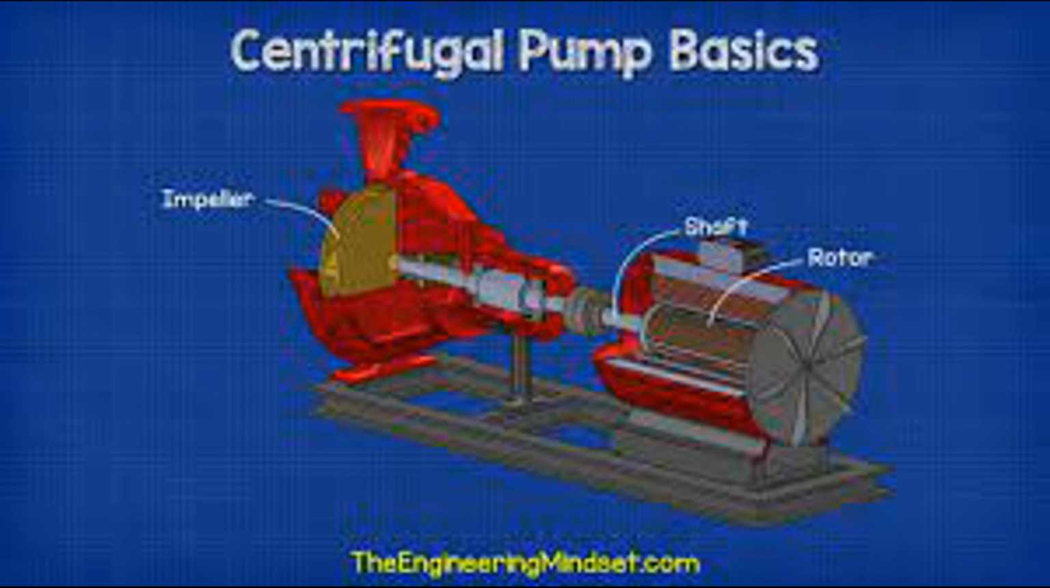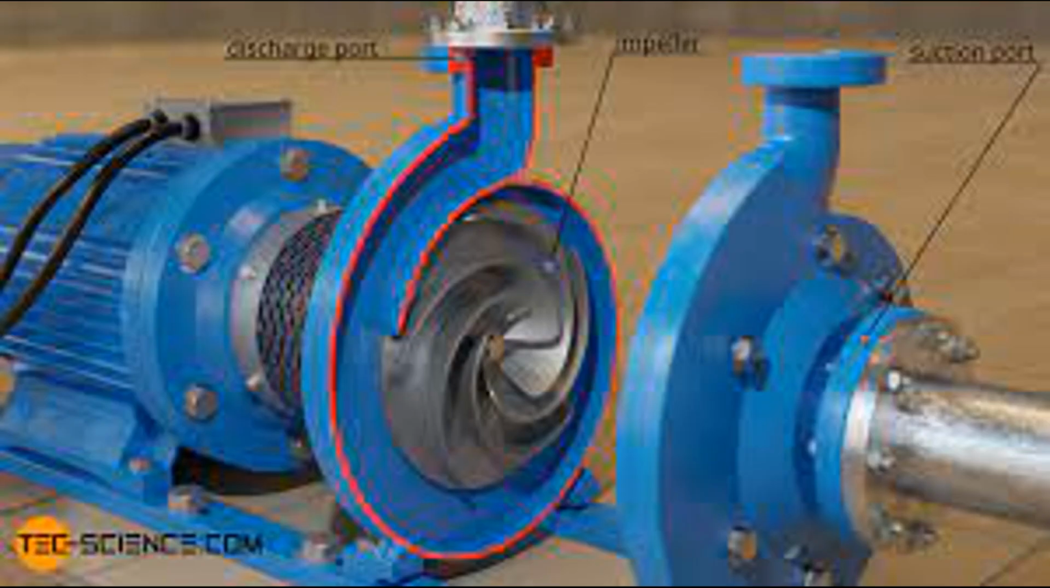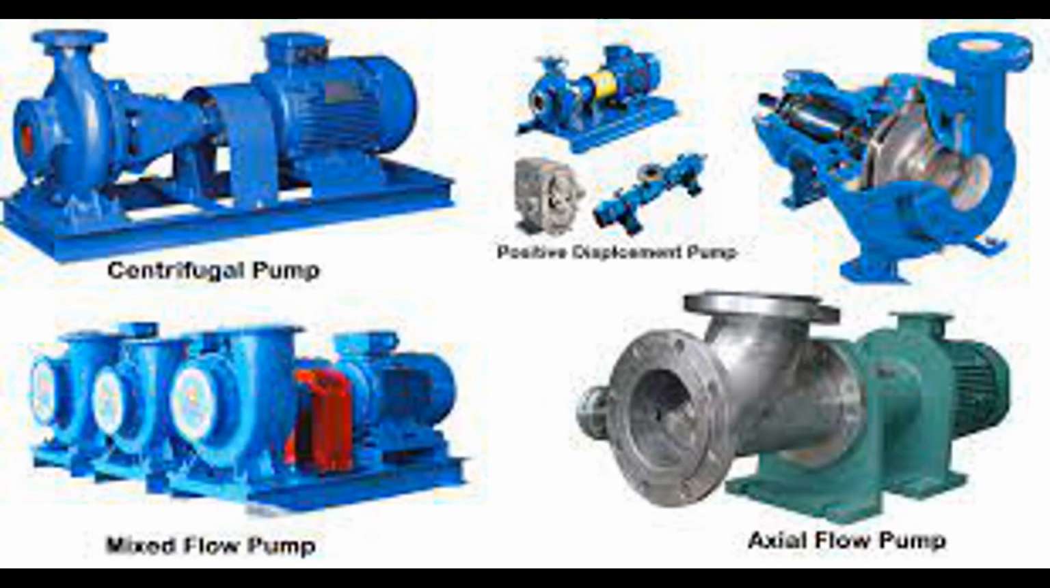Acceleration of fluid. The fluid entering the impeller is accelerated by the rotating blades, converting mechanical energy into kinetic energy. Conversion to pressure energy. The kinetic energy is then converted into pressure energy as the fluid flows through the volute or casing. This process increases the fluid's pressure. Discharge. The pressurized fluid is then forced out through the discharge pipe to the system where it is needed.